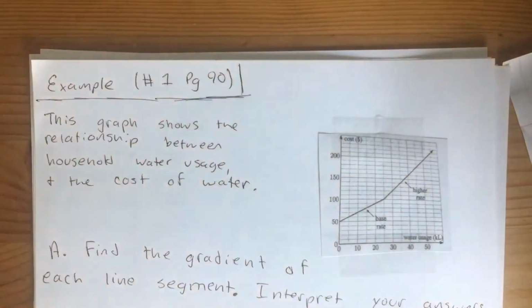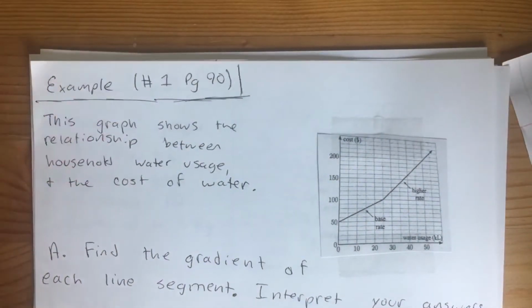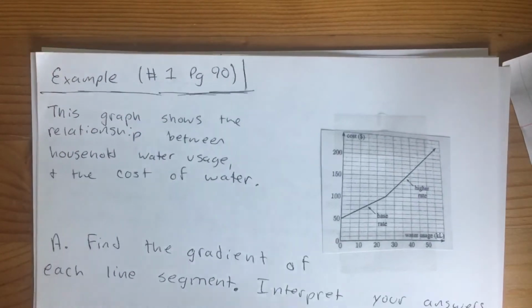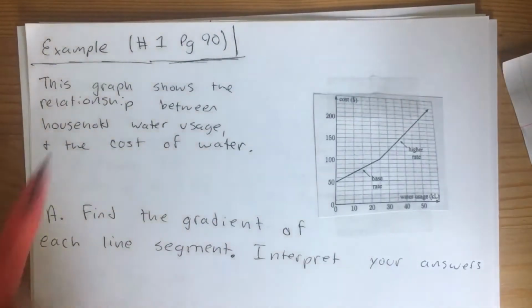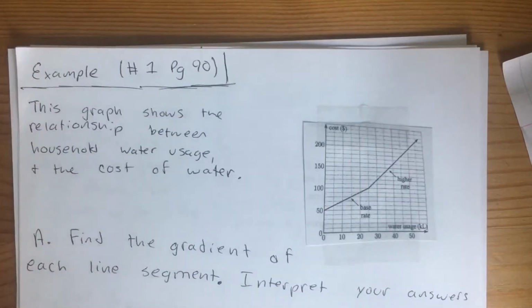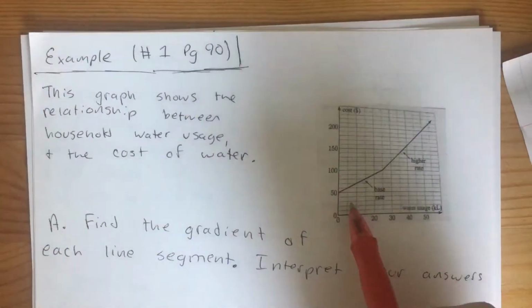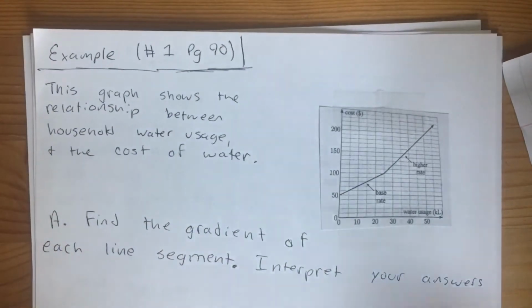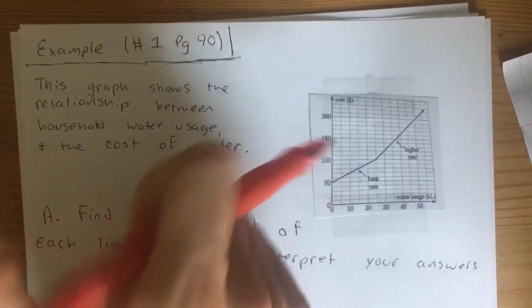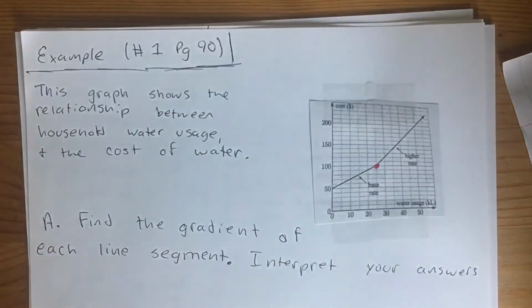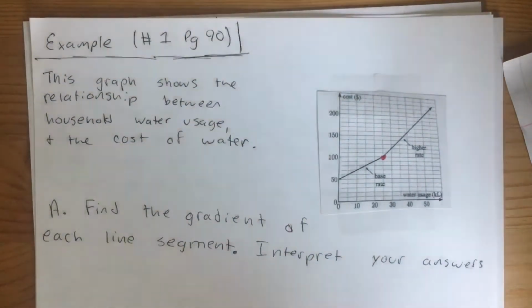So what I've done is I've listed, once we get those books, you can go back and look at those examples here. And so what we're going to be looking at now is number 1 on page 90, and that's the orange book. And what we've got here is a graph that shows the relationship between household water usage and the cost of water. So up to the first, what looks to be 25 kiloliters here, it costs a certain rate, and then after that it shoots up.